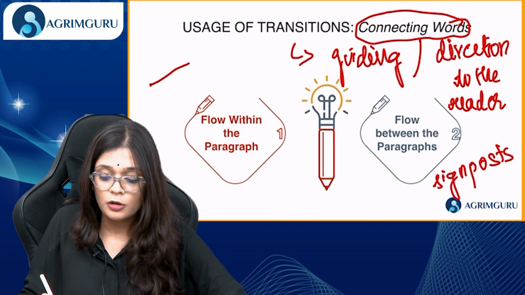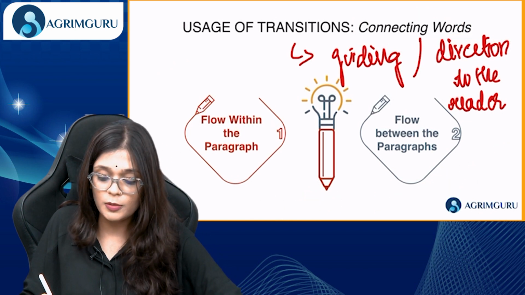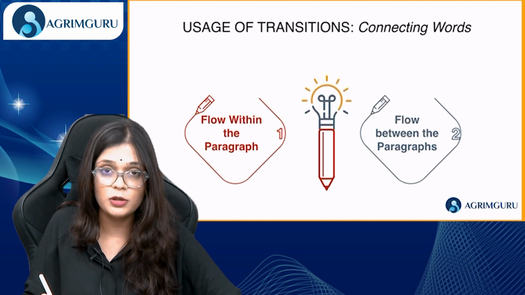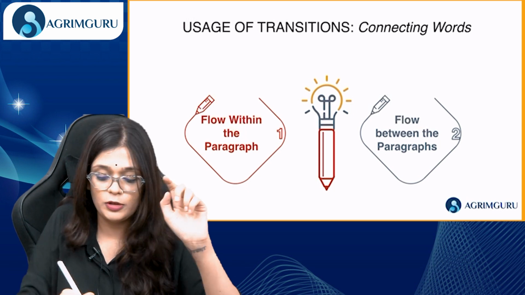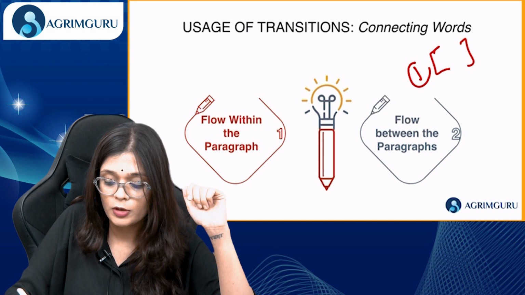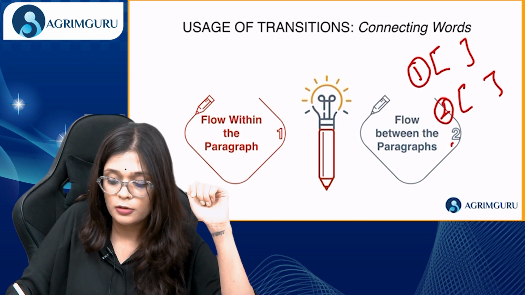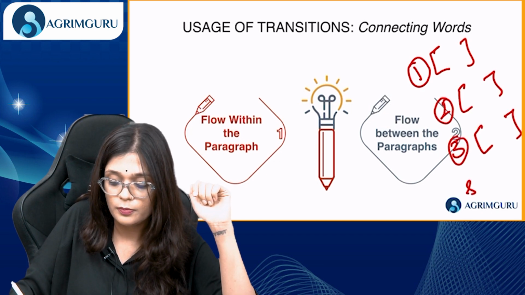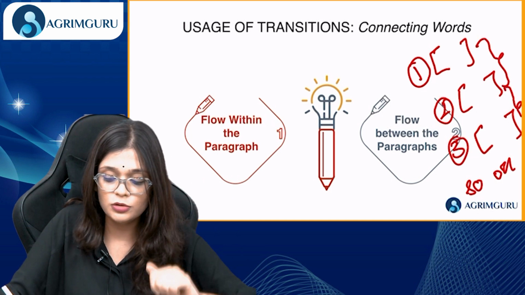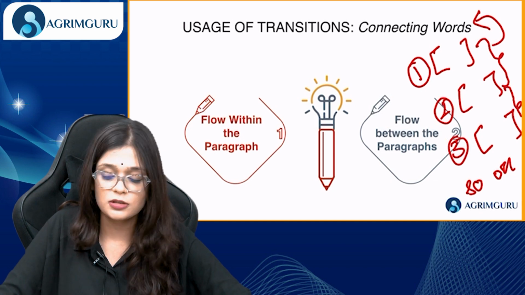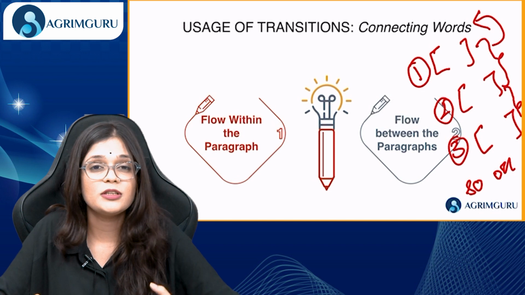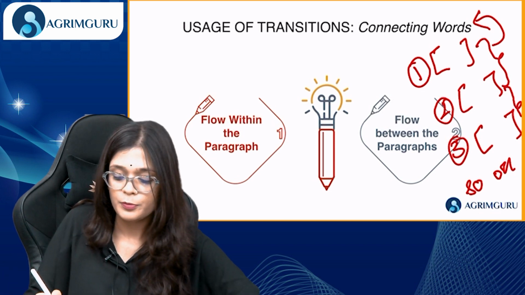Now, transitions can be used to maintain the flow within the paragraph and to maintain the flow between the paragraphs. Now, what do you mean by this? We write a lot of body paras, right? You've written one body para, now you've written two, 3, and so on. Now to connect these paras, we use connecting words, we use linking sentences so that there is a flow that is maintained. There is no break, there is no pause, there is no hiccup, there is no bump.